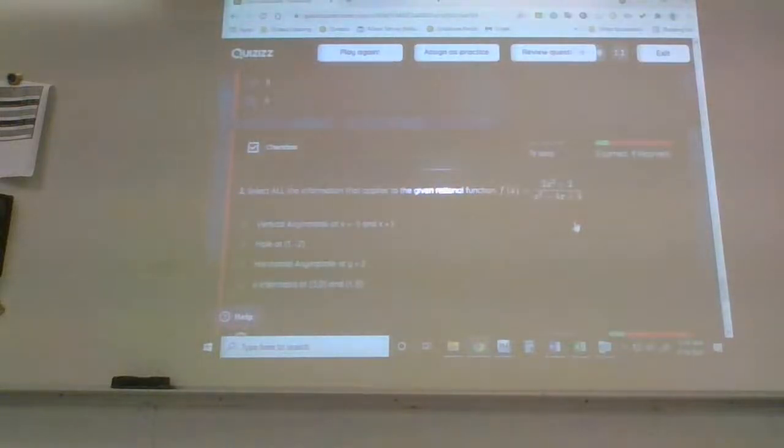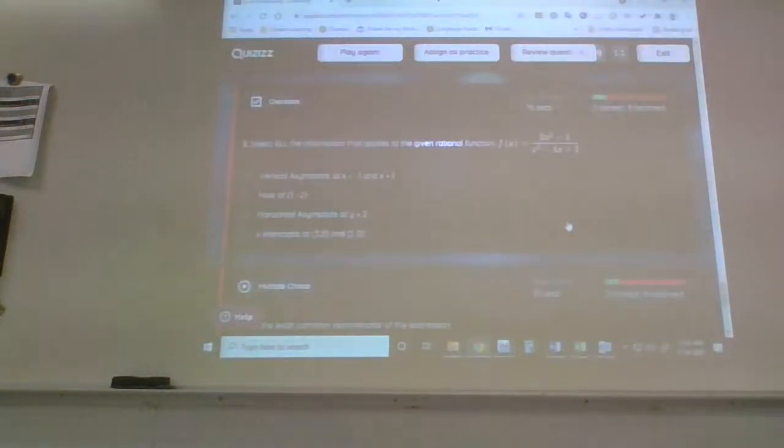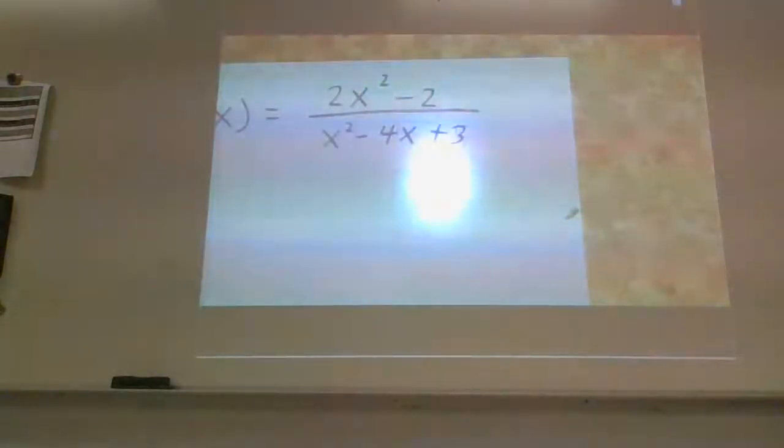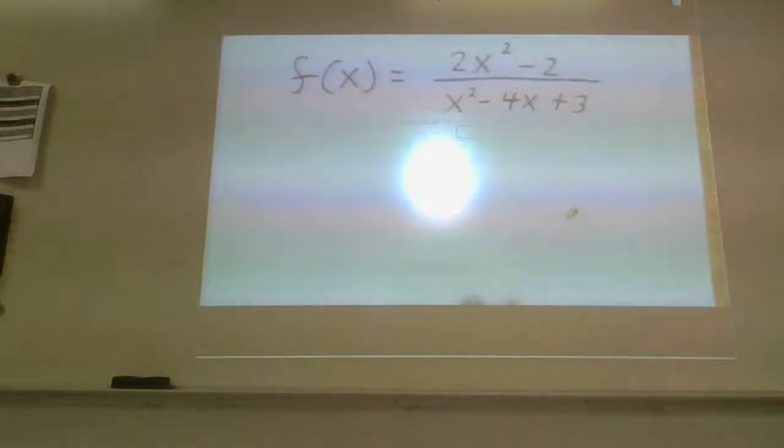Ooh, yes. Select all the information that applies to the given rational function. I need to write that down. This was a select all that applies. Average time spent, 76 seconds. F of x equals 2x squared minus 2 over x squared minus 4x plus 3. Flip that over here. Leave that there for a moment.